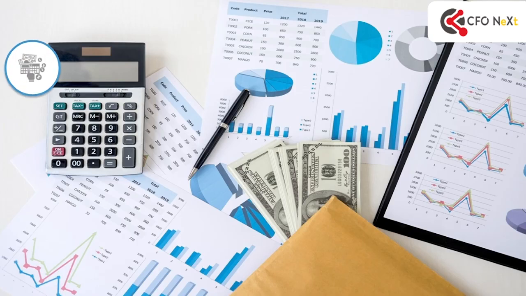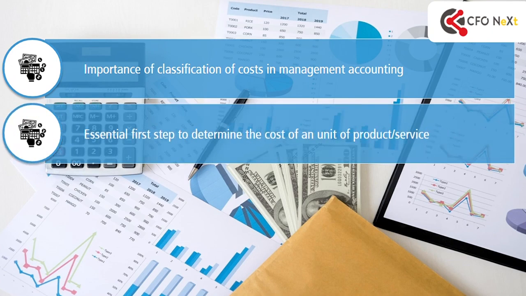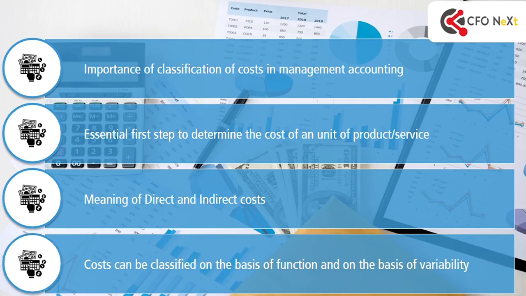In this video, we understood the importance of classification of costs in management accounting. It is the essential first step to determine the cost of a unit of product or service. We understood the meaning of direct and indirect costs. We also learned that costs can be classified on the basis of function and on the basis of variability.